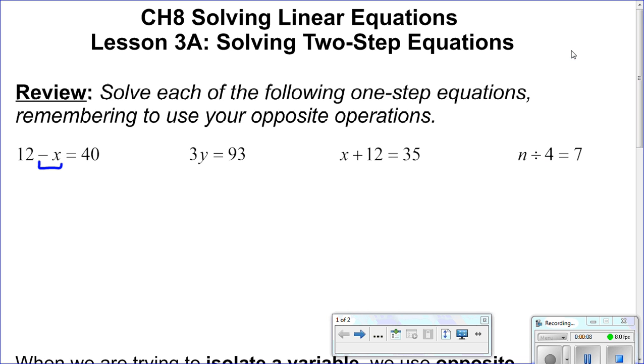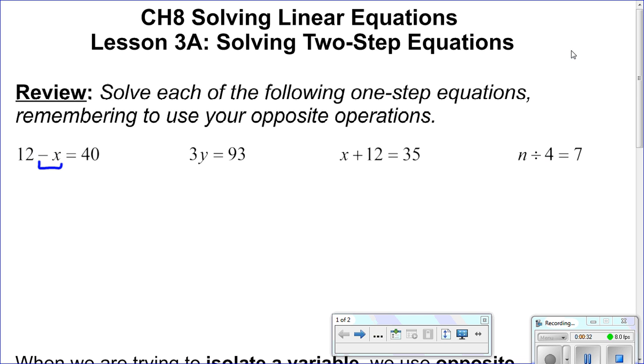Lesson 3A, solving two-step equations for Chapter 8, solving linear equations. So we just finished lessons 1 and 2, which dealt with solving one-step equations. In lesson 3, we are now going to move to simple two-step equations. Okay, so hopefully you're good with one step, so that way two steps not so bad.